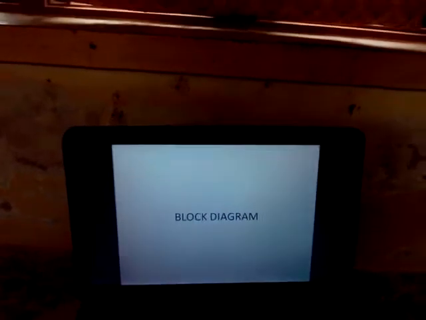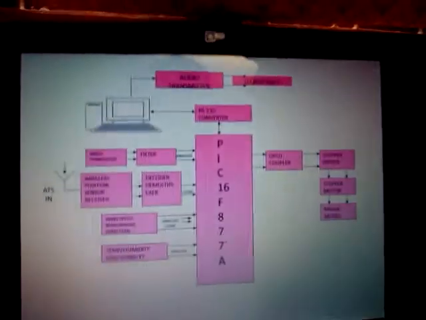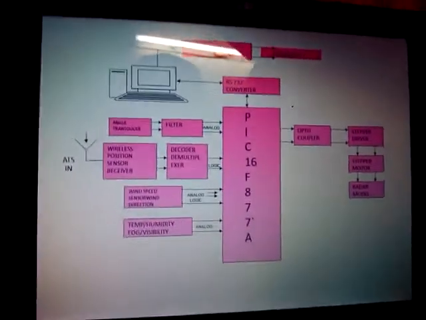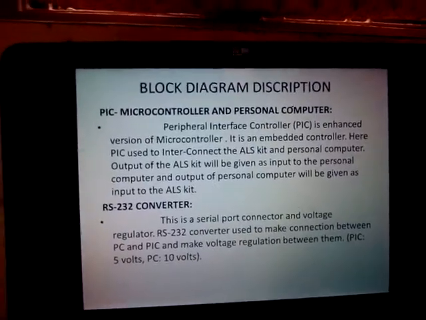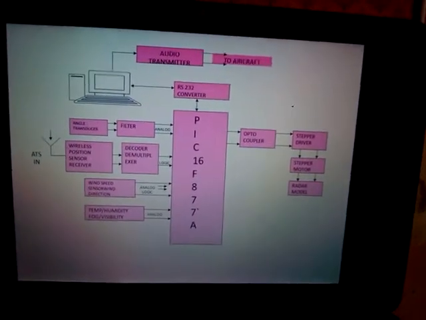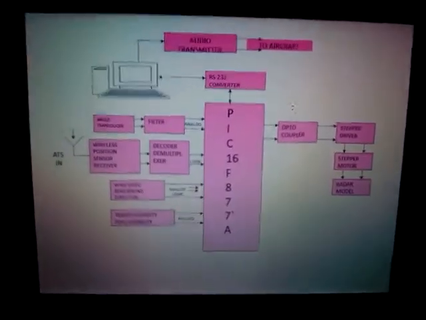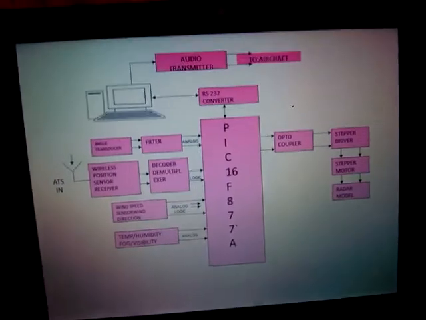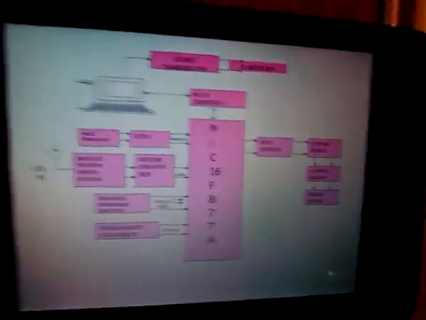Let's move on to the block diagram. In this block diagram, we have two blocks, which are airport and aircraft. This is a basic block diagram for ALS. Then the demonstration. Normally we have two parts, airport and aircraft. In the airport, we have three major parts: one is radar, another is meteorology, and another one is an ATC.